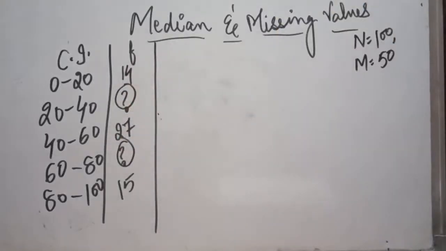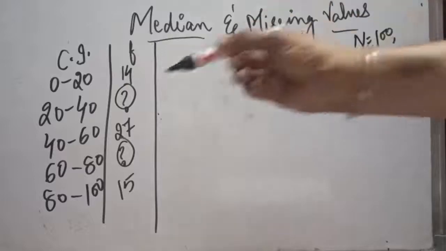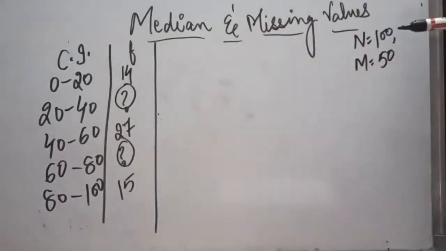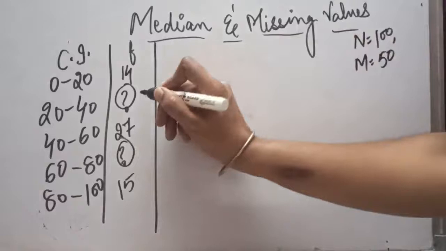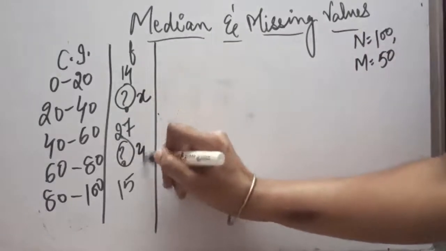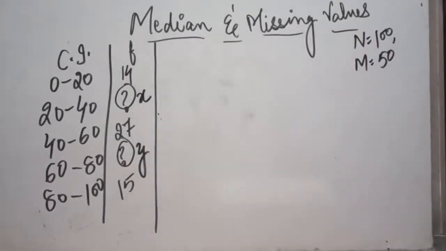In the mean section I told you how many values will be missing, and according to that, the values will be given to you. Here in the question, n is 100 and the median's value has already been calculated, that is 50. On the basis of these two pieces of available information we have to calculate the two missing frequencies. Let us give them names: x and y.